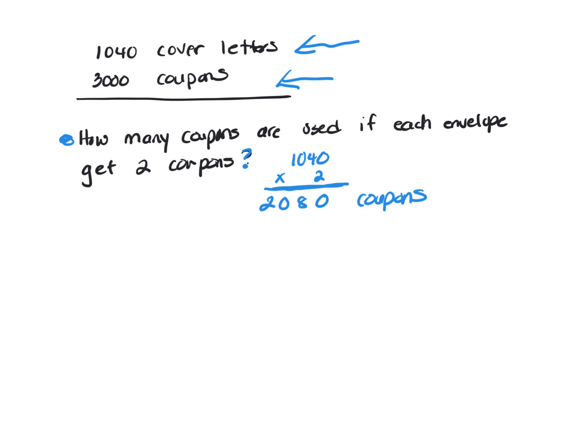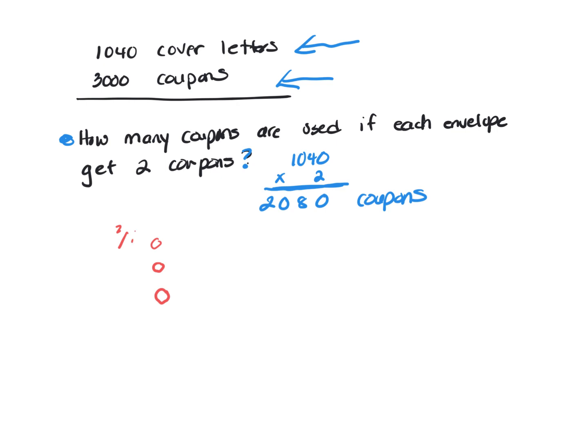So how many coupons will be left over? That would be 3,000 minus 2,080. So I subtracted 0 from 0, gave me a 0. And then I've got to borrow because you can't take 8 from 0. And I had to come way over here and turn that into a 2. And then that's going to turn into a 10.